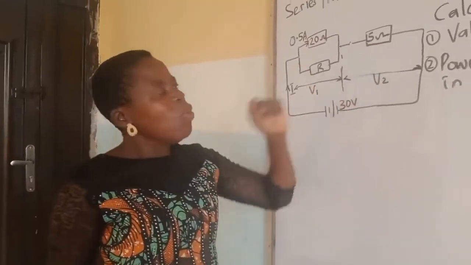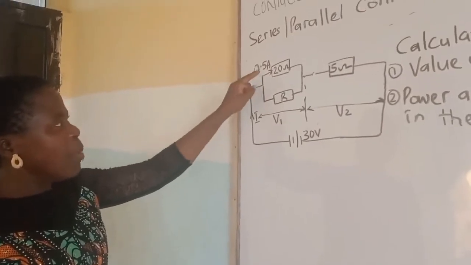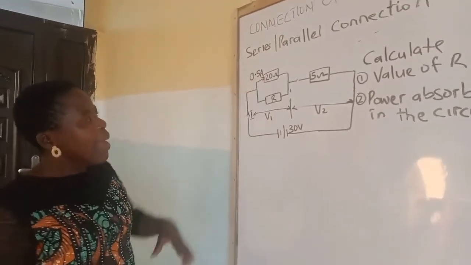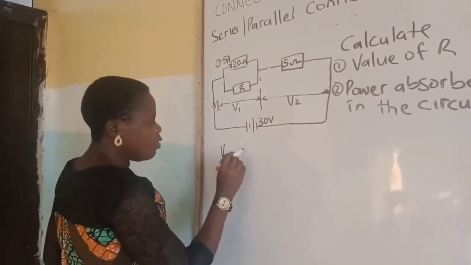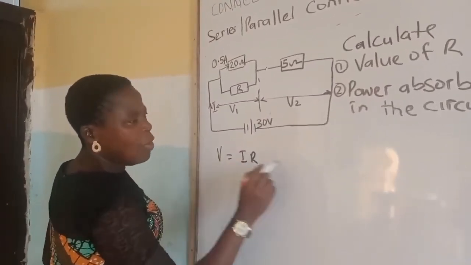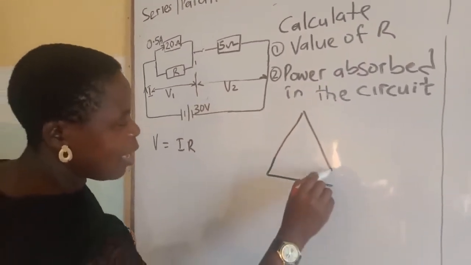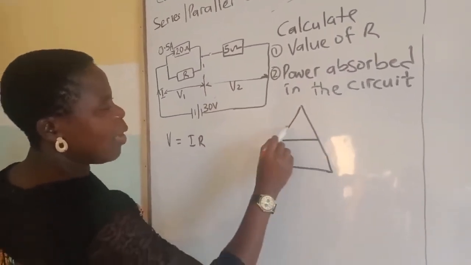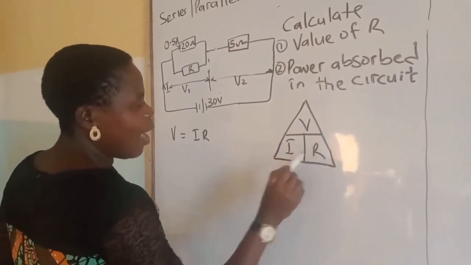So how do we get the value of R? First of all, we must know the current across here, which is 1.5 amperes, multiplied by this. From our Ohm's law, recap, V is equal to IR. Don't let us forget, under Ohm's law, let's remember this triangle that we were taught. We have our V here, we have our I here, and we have our R here.